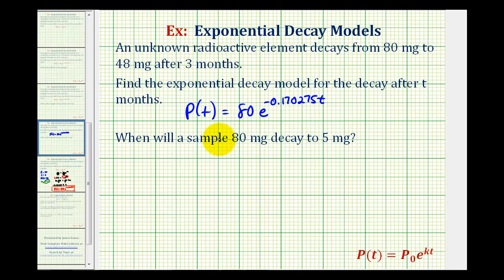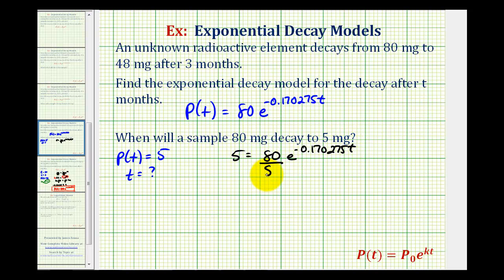So with this function, if we knew the number of months that had passed, or t, we could determine how much of radioactive material would be left. But for the last question, we want to know when will a sample of 80 milligrams decay to 5 milligrams. So they're telling us that we want P of t to equal 5 milligrams. We want to know t, or how long this would take. So now we want to solve the equation 5 equals 80 times e to the power of negative 0.170275t.